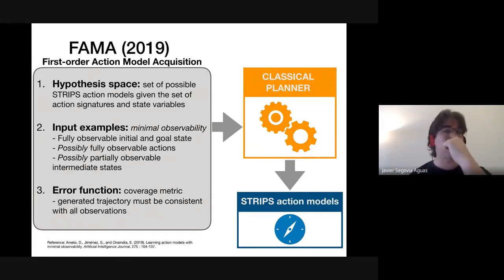And FAMA posed the problem quite differently, in a situation where there is a long sequence between the initial state and the goal state. So they pose the problem as a classical planning problem, and they just have the initial and goal state, possibly some observations in the middle, but those are not required. And they compute the learned action models that map this initial state into this goal state.